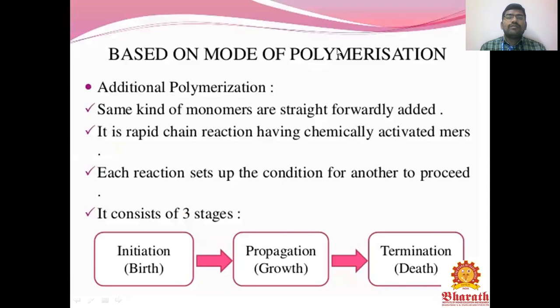Based on mode, in addition polymerization, the same kind of monomers are straightforwardly added. It is a rapid chain reaction involving chemically activated monomers, where each reaction sets up the condition for the next to proceed. It consists of 3 stages. One is initiation, the birth stage. Another is propagation, the growth, creating the radical. And the third is termination, the death. Finally you get the addition polymer.